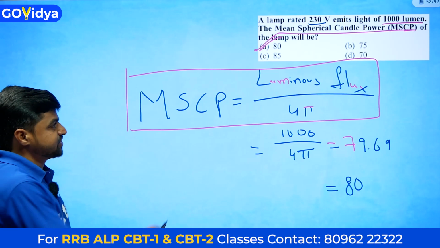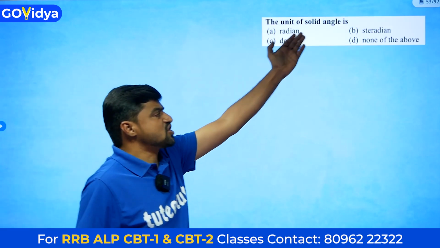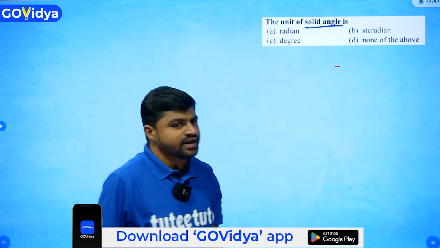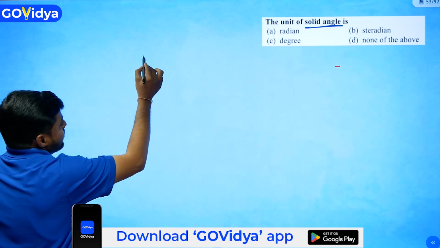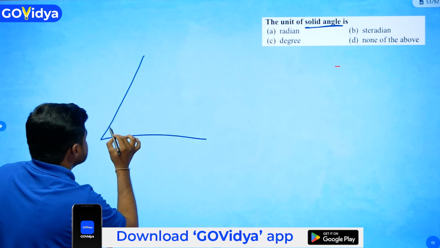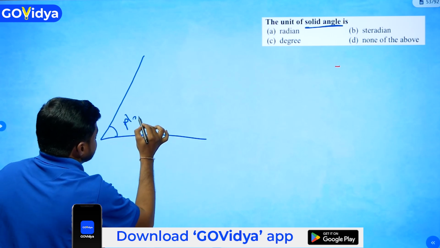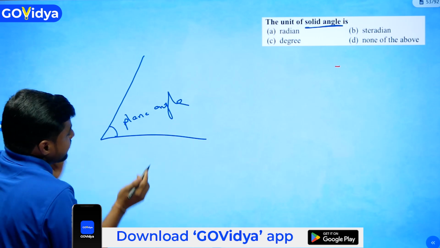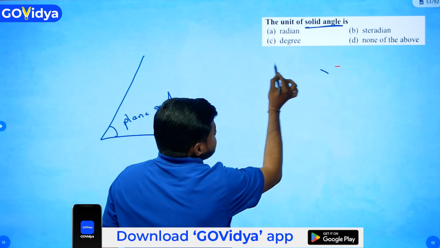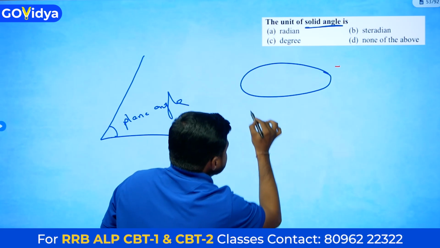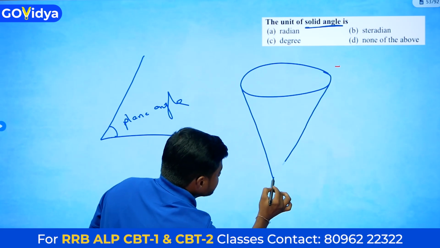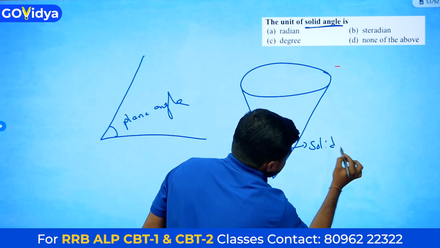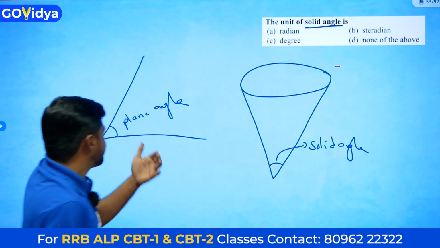Next question. The unit of solid angle. The options are radian, steradian, degree. We have two angles. One is the plane angle, the angle between two planes. Then we have the solid angle, for a 3D object. Any 3D object, this is a cone, this angle is the solid angle. This is the solid angle and this is the plane angle.